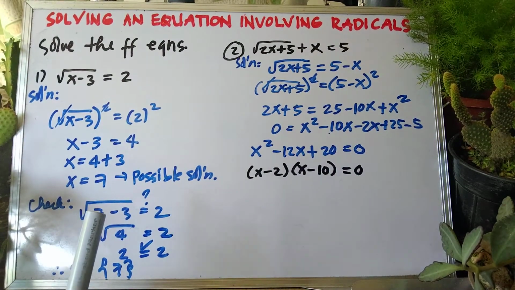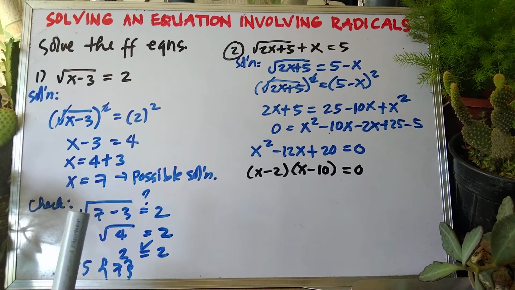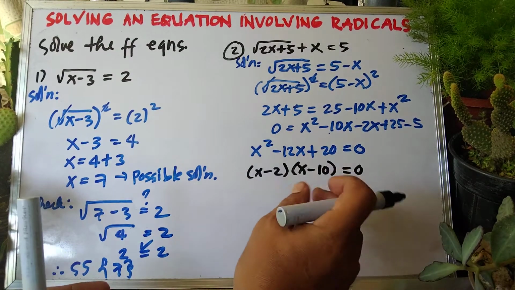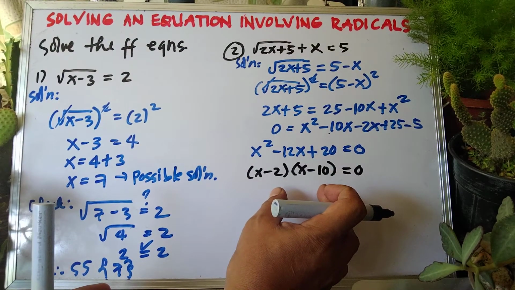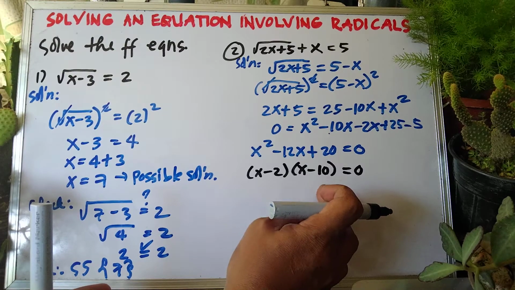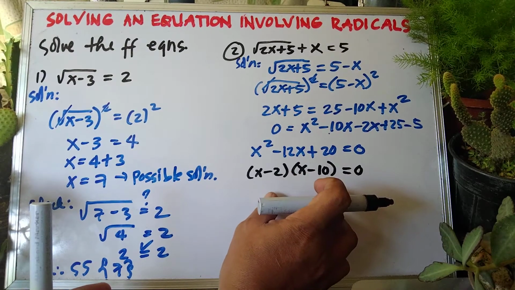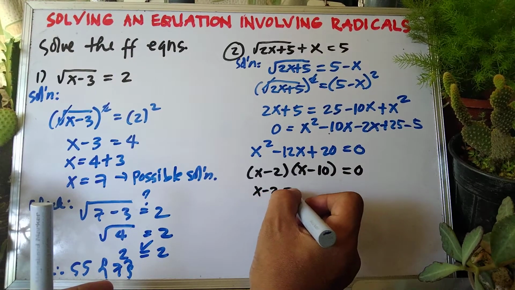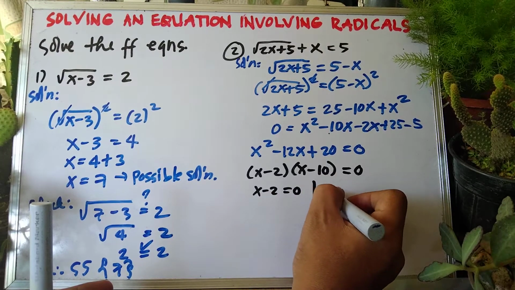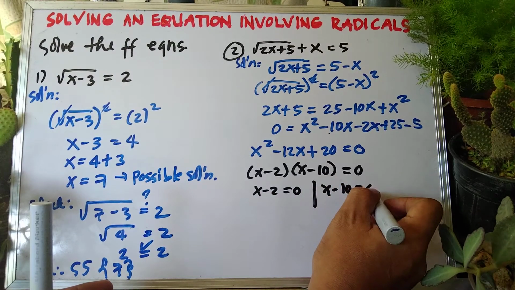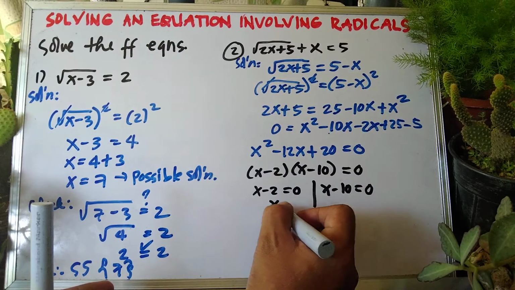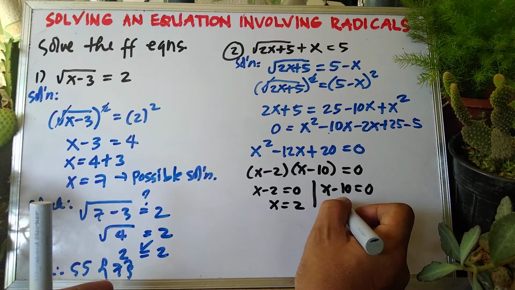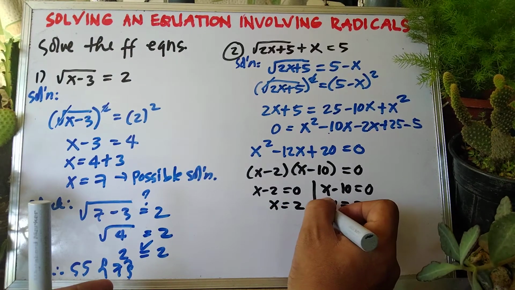Okay. So let's solve for x. Since we just follow the steps on how we solve the quadratic equations by factoring. So now we got the factor of the left side of the equation. We will set each factor to 0. So x minus 2 is equal to 0. X minus 10 is equal to 0. So it follows that your x is equal to 2, your x is equal to 10.